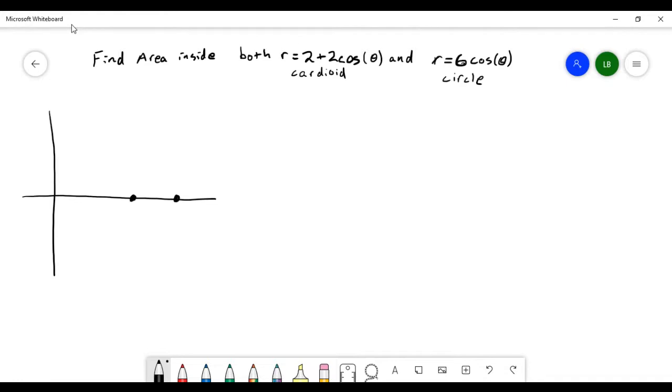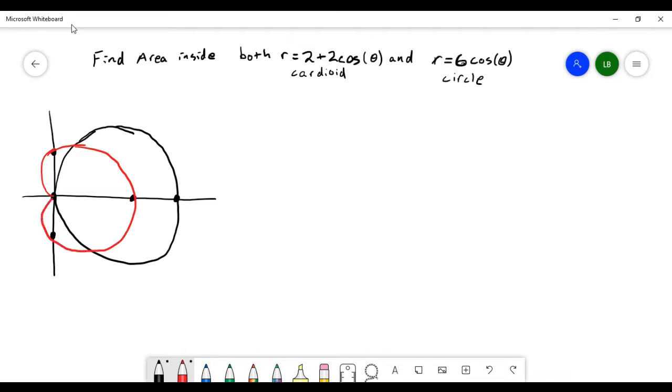Let's see how well I can freehand this. I guess it's not very good, but it's circle-ish. And we're also going to have a second shape that's going to be a cardioid. And I'll do that in red, why not? And we're looking for the area that is inside both of them. So I'm going to go ahead and lightly shade that in blue. It's going to be this area and this area together. But since they're equal, we're just going to take the area of this top one and then double it.